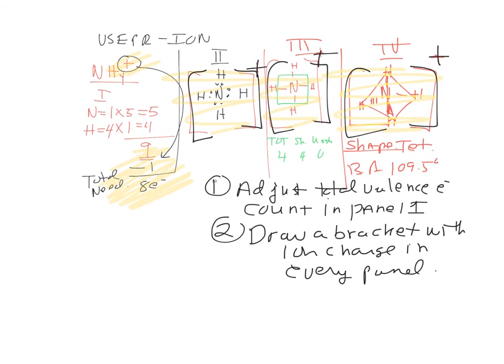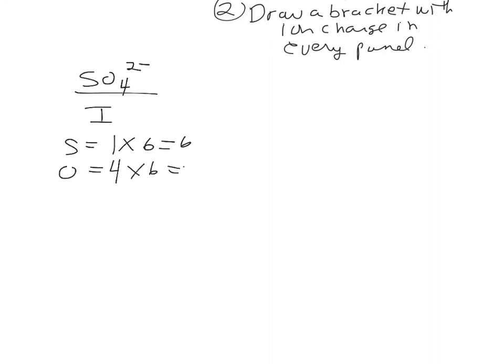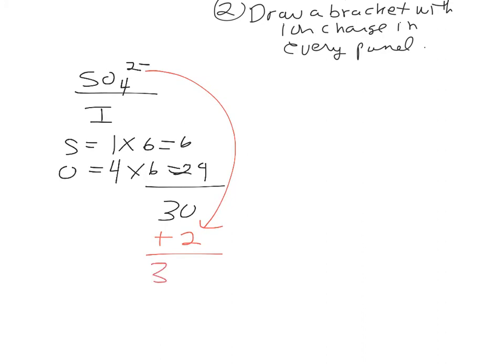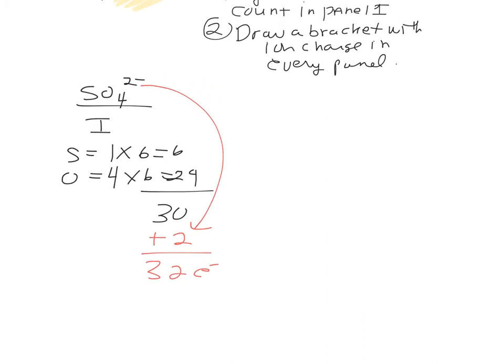Now let's practice with a negative ion. We're going to try the sulfate ion. Panel 1, valence electrons: sulfur 1 times 6. Oxygen 4 times 6. For a total of 30 electrons, but we're going to add 2 electrons. This is sulfate with a -2 charge, so that is 32 electrons in total.